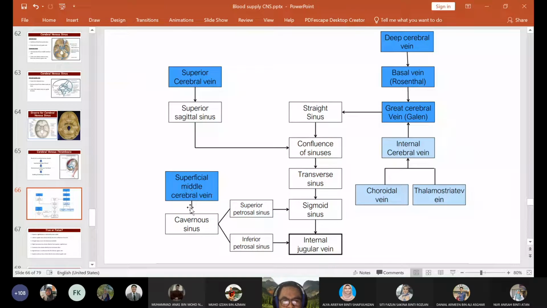Superficial middle cerebral vein, cavernous sinus, and then dia ada pergi superior petrosal and inferior petrosal. Oh, yang ni sebabnya pergi transverse, saya betulkan. Sigmoid, trigeminal vein. Okay. Deep cerebral vein boleh pergi terus ke straight sinus, pergi ke confluence of sinus. Satu lagi kita boleh tambah adalah inferior sagittal sinus terus pergi ke straight sinus. Dan nanti saya tambah.